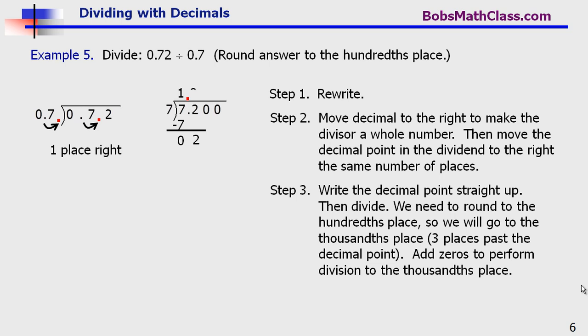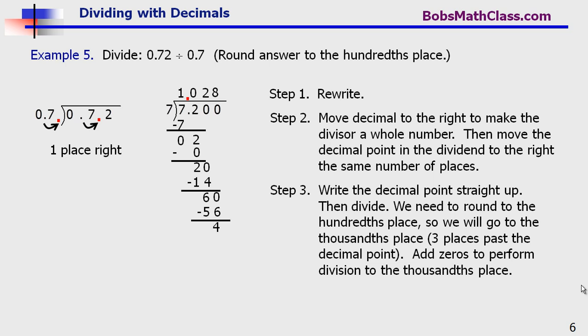7 goes into 2. Doesn't, right? Put a 0 above the 2. 7 times 0 is 0. Gives us 2 when we subtract. Bring down the next number, 20. So 7 into 20 goes twice. Gives us 14. Subtract. Bring down the next number, which is 0. 7 times 8 is 56.